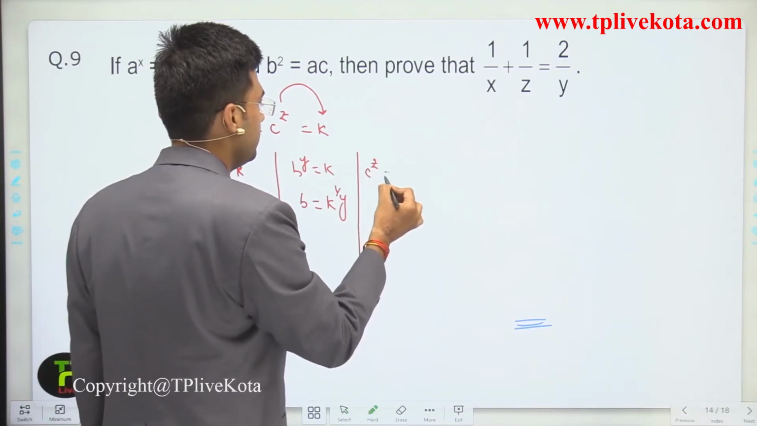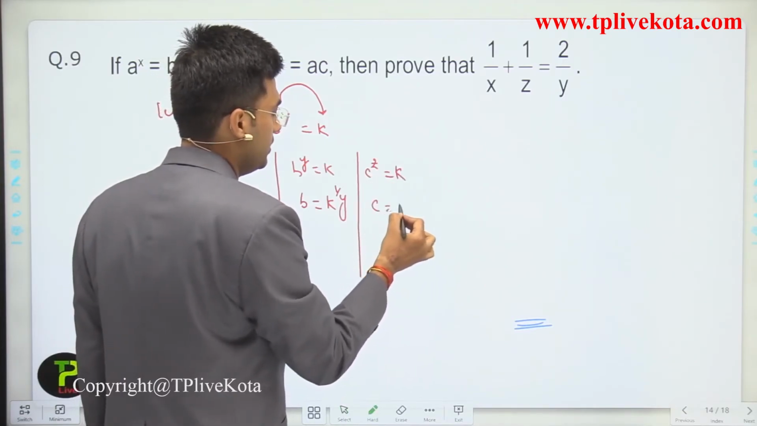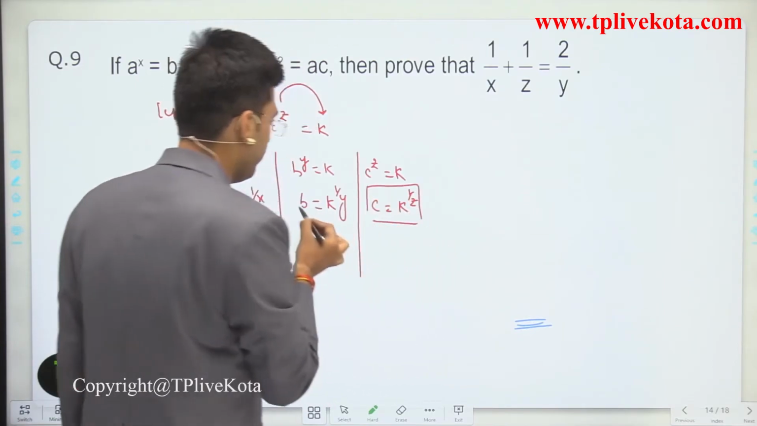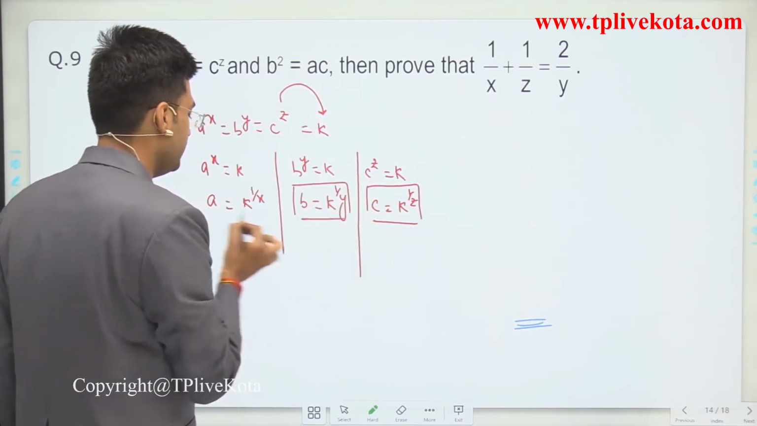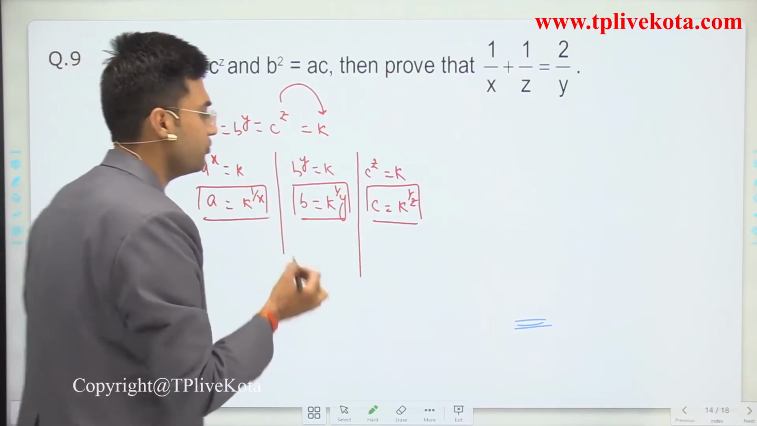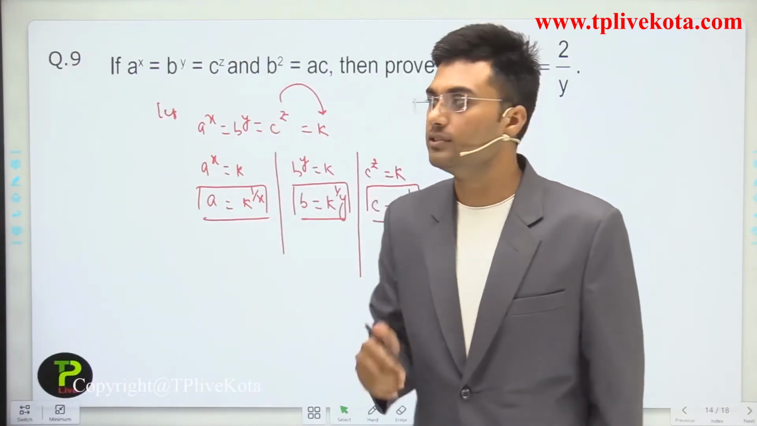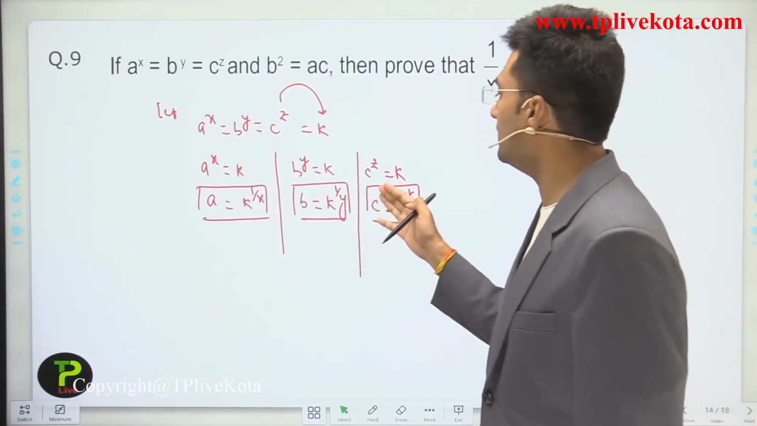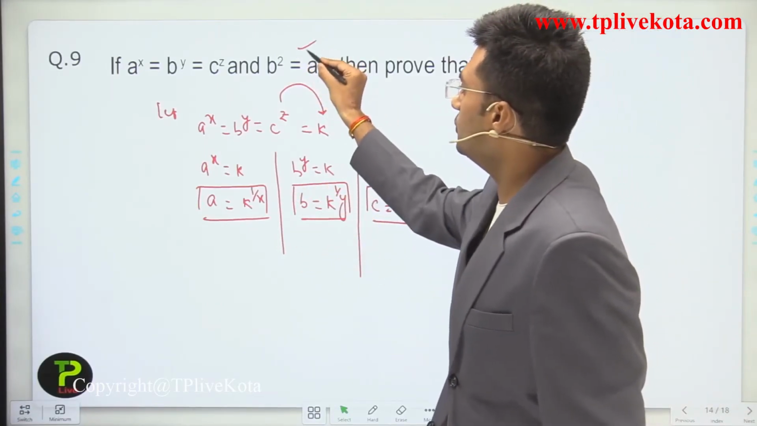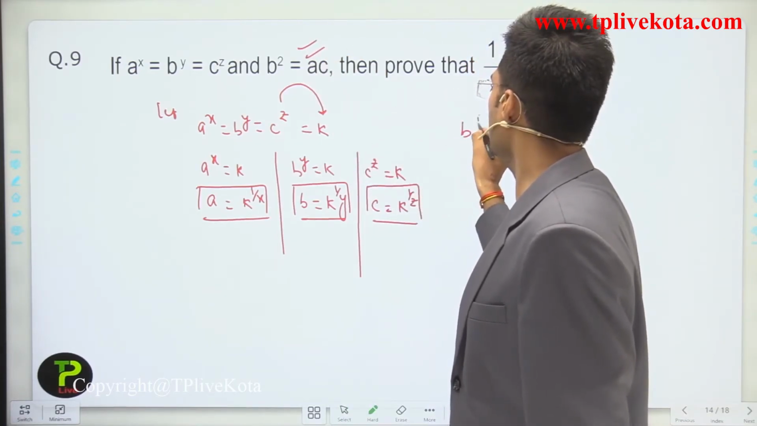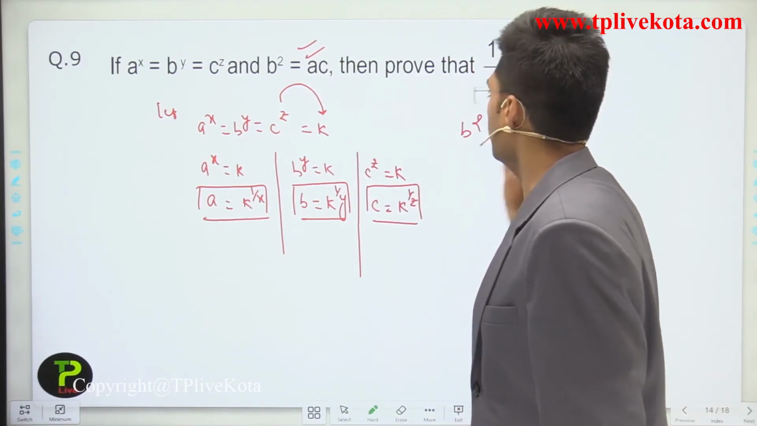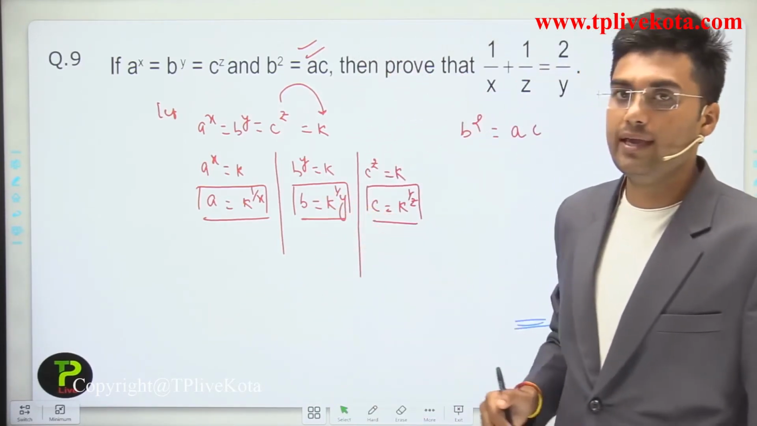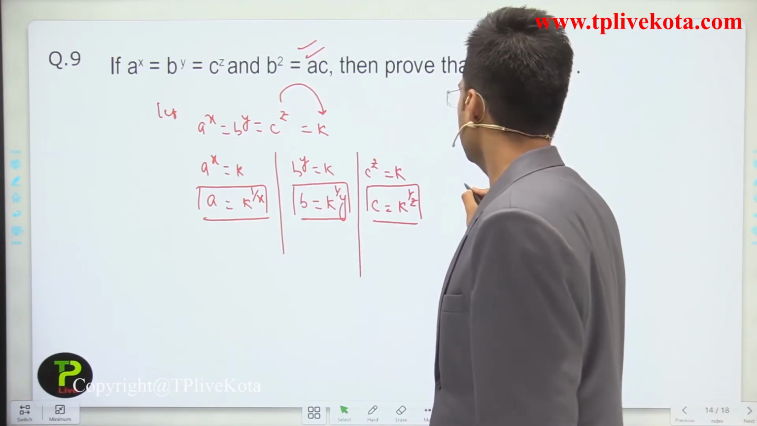So c is equal to k power 1 upon z. Now we have found the value of a, b and c in terms of x, y, z. Now dear students, we have to replace these three values of a, b, c in terms of x, y, z in this expression, which is b square is equal to ac. Okay, now replace the value b is equal to k power 1 upon y in this.